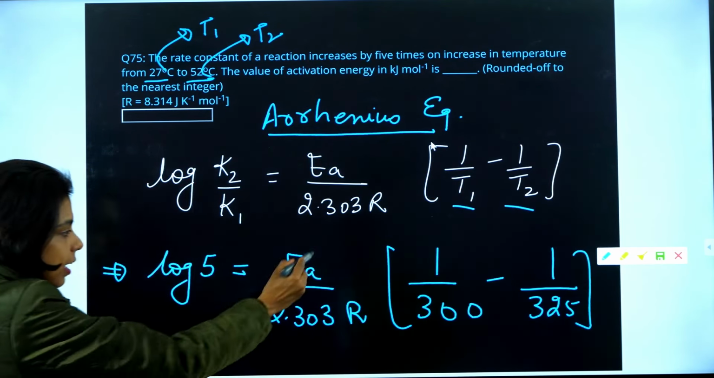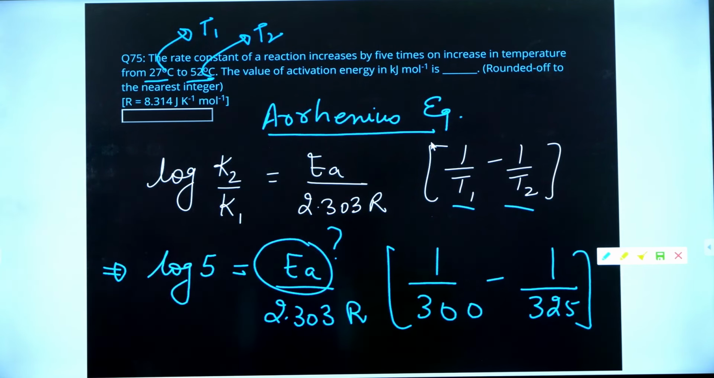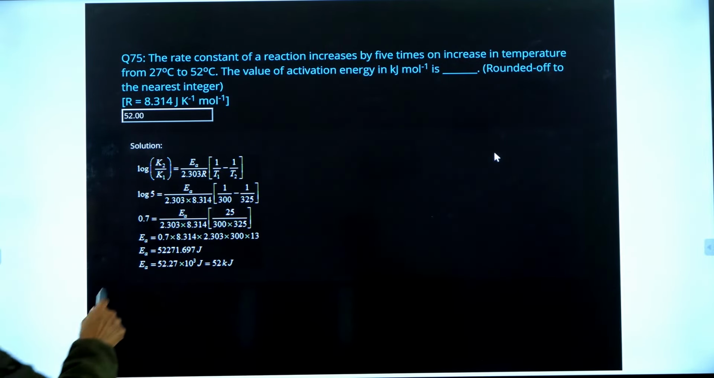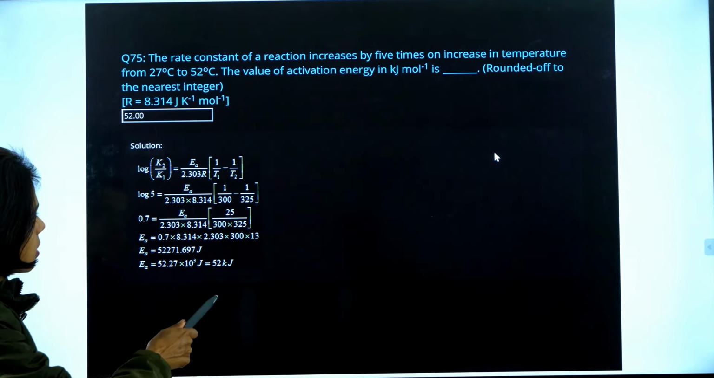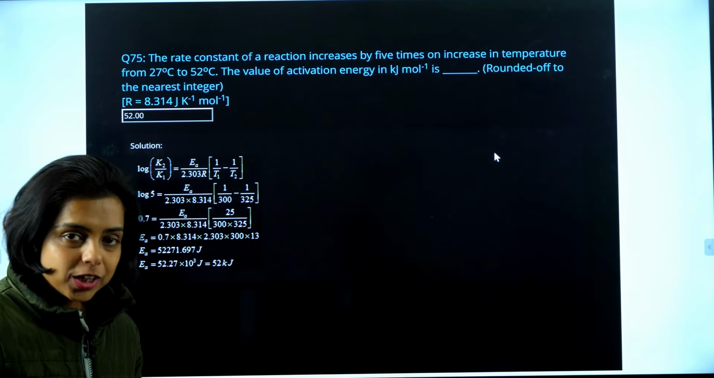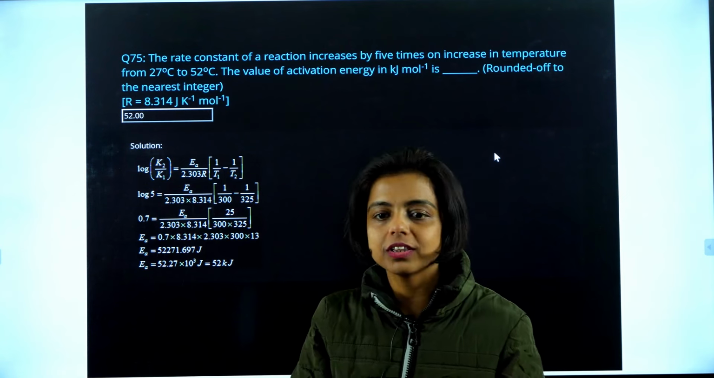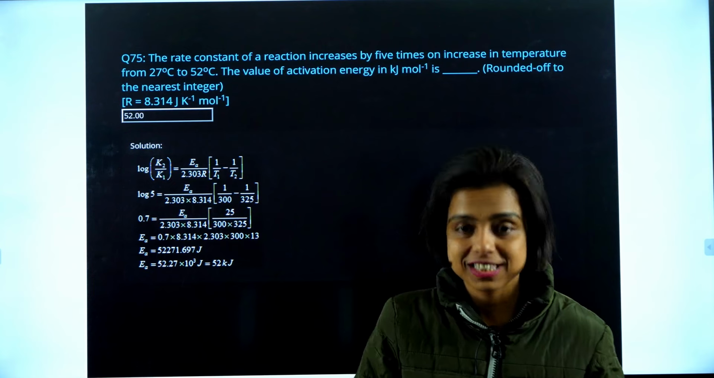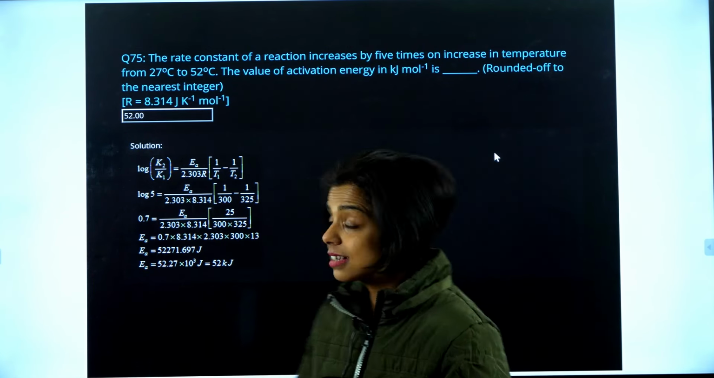Everything is there, just calculate Ea. I'm sure you will not commit any calculation mistake. Done? So what is the answer that you get? The answer you will get is 52.27 times 10 to the 3 joules, and you have to write it in kilojoules, so approximately 52 kilojoules. Make sure that you do the calculation nicely. Very direct question, Arrhenius equation. Everything is given to you; you just put the values and get your answer. And I'm sure you must know that log 5 is 0.7. That you are required to put here, and I guess that is not given in the question.